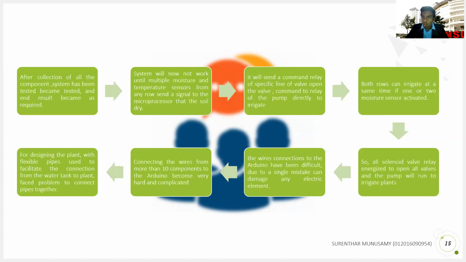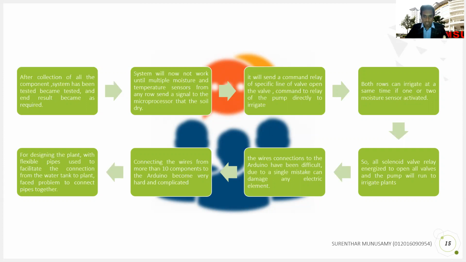Let's say just one or two of these moisture and temperature sensors say the soil is dry, it will open the valve to irrigate, because all the sensors are set in the same line, also receiving the same amount of sunlight. So if one of the sensors receives a negative moisture reading and also a lower temperature reading, everything is the same for each row. Then the valve relay is energized to open the valve, and the pump will run to irrigate the plants, like I mentioned before.